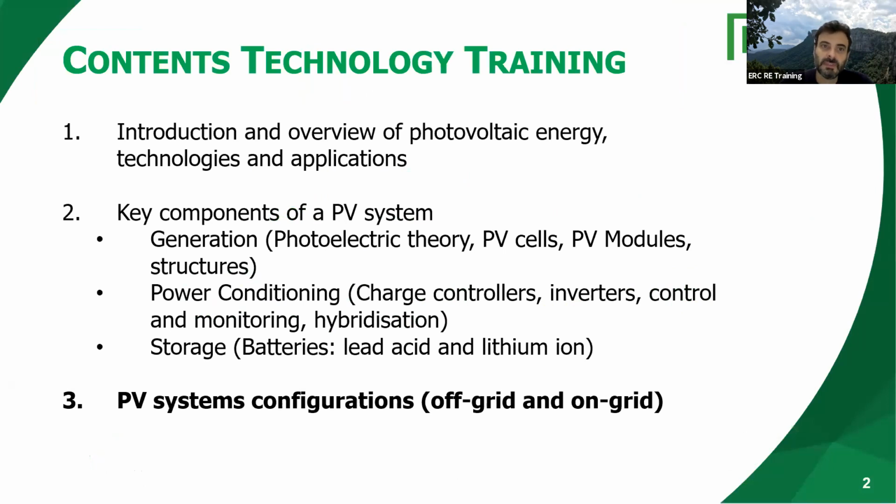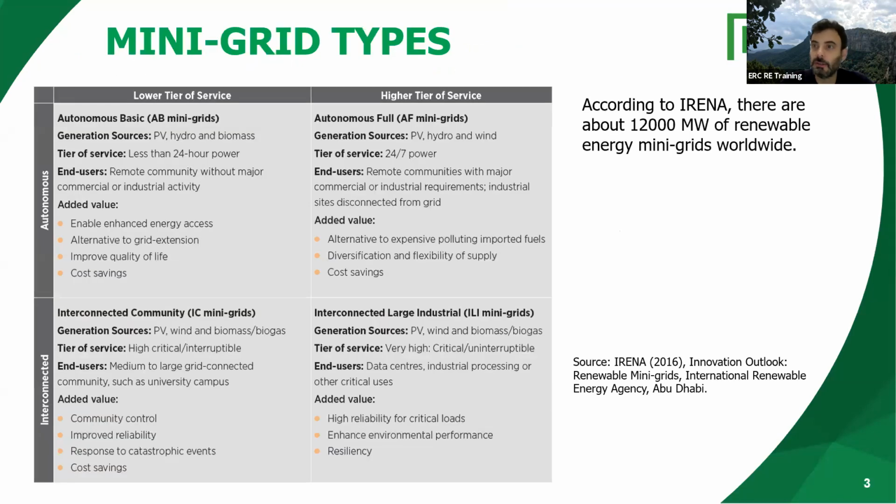Remember, this part of the course is about technology training. So we have seen the introduction. We have gone through the different main components in a PV system, for the generation side of things, the power conditioning, inverters, charge controllers, monitoring systems, etc. We have also seen batteries, storage solutions, and we have discussed a little bit about configurations. We did a session on off-grid mini-grids, and today we have a session on interconnected mini-grids.